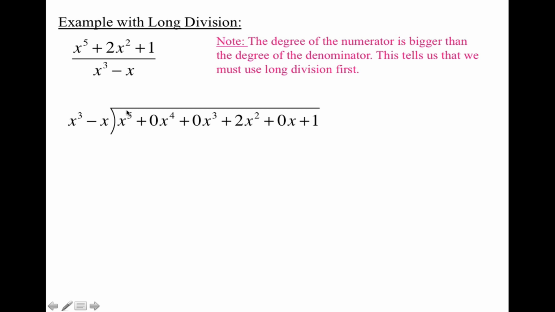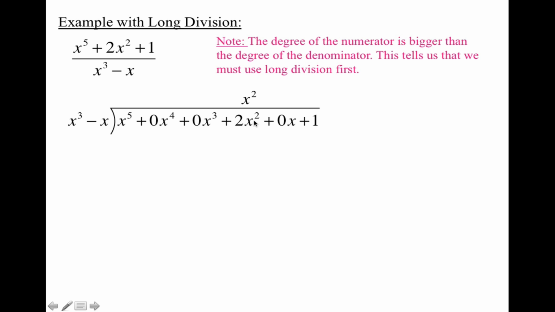first term underneath the division sign, so x to the 5th, by the first term that you are dividing by, x cubed. So x to the 5th divided by x cubed gives me x squared. So I'm going to put that x squared over its like term, which is the 2x squared.